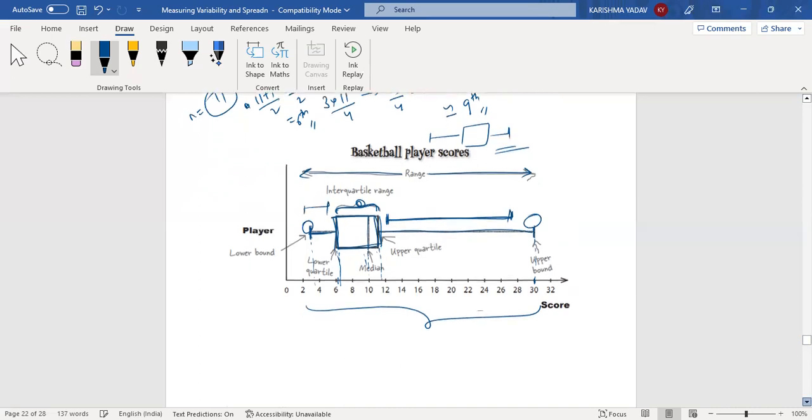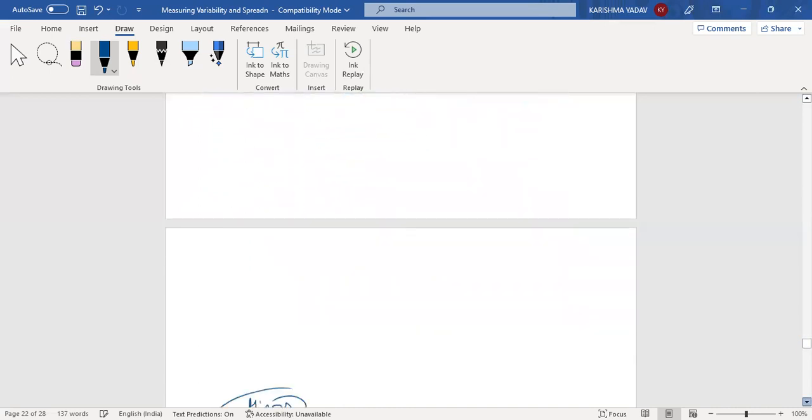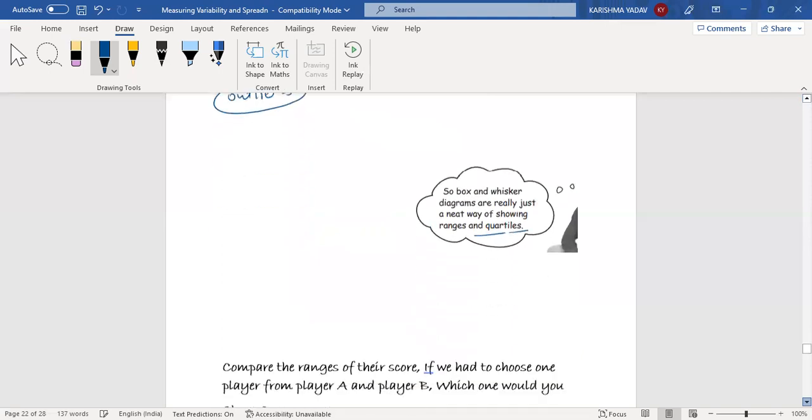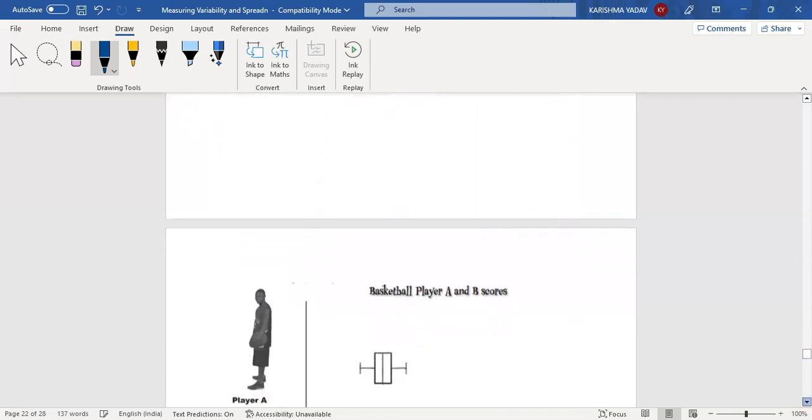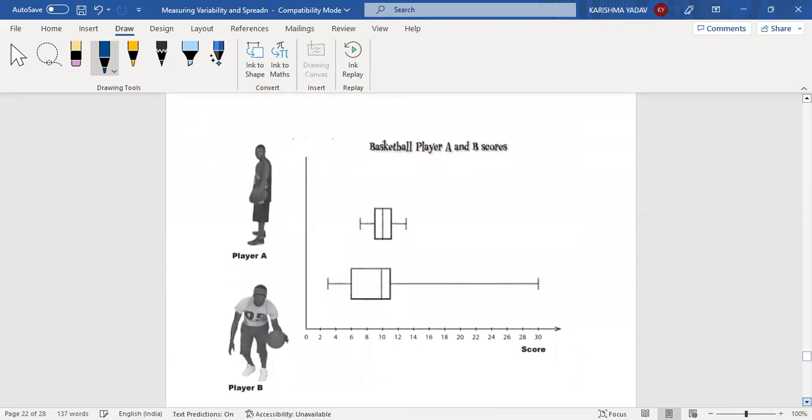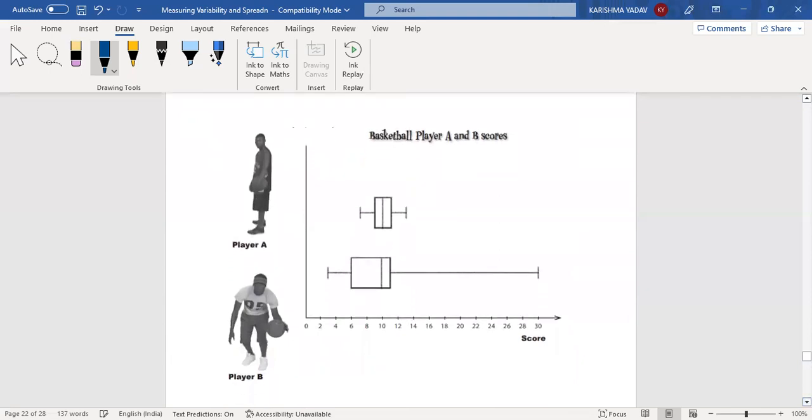Now let's look at an example of the box plot, so we can get a clear understanding of box and whisker plots. It says to compare the ranges of their scores. If we had to choose one player from player A and player B, which one would you choose? These are the corresponding two players, and this is the corresponding whisker plot for these two players.